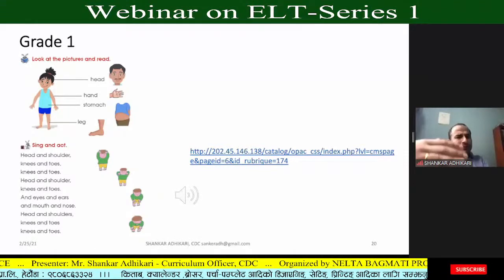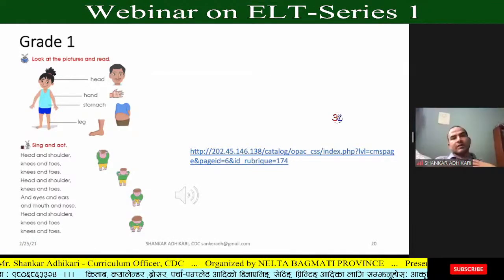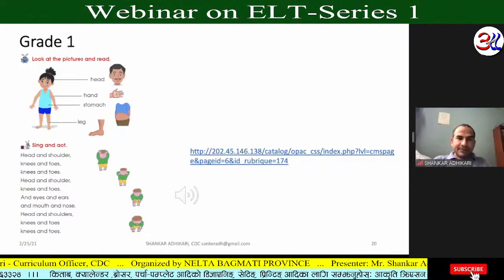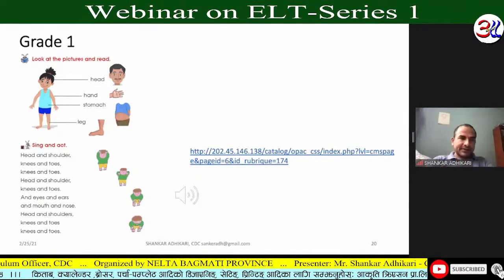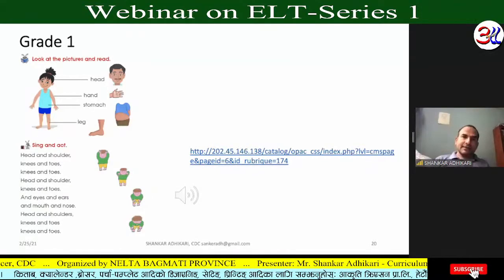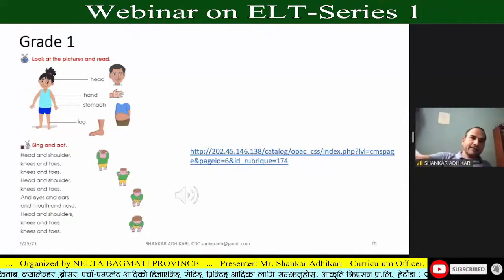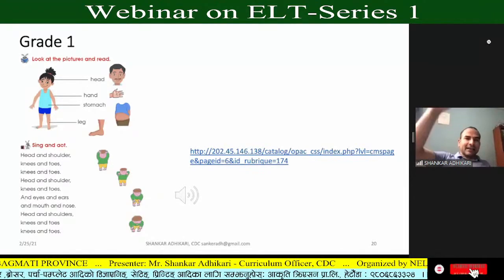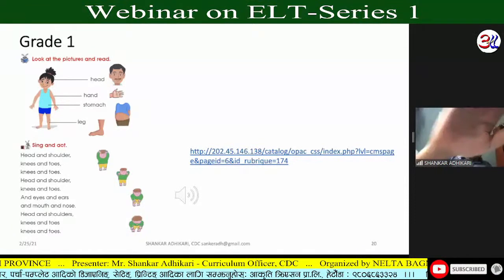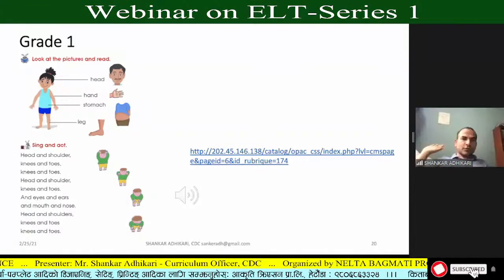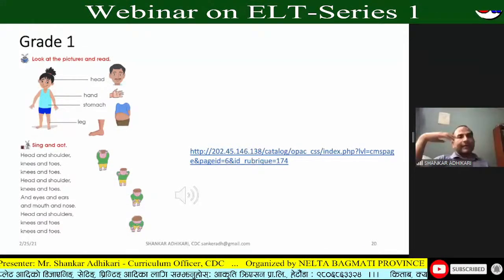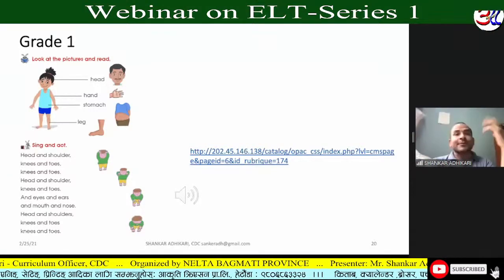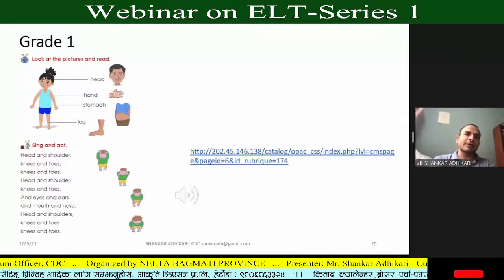There are several ways of doing this, but let's not teach very small students as if they are adults. Okay, look at the pictures. What do you see there? There's a boy. Can you show me the head of that boy? Can you show me his hand? His stomach? His leg? Yes, head, hand, stomach, leg, finish. Now let's go to sing and act. Let's not do this. This is not what people expect when you teach at the lower grades.